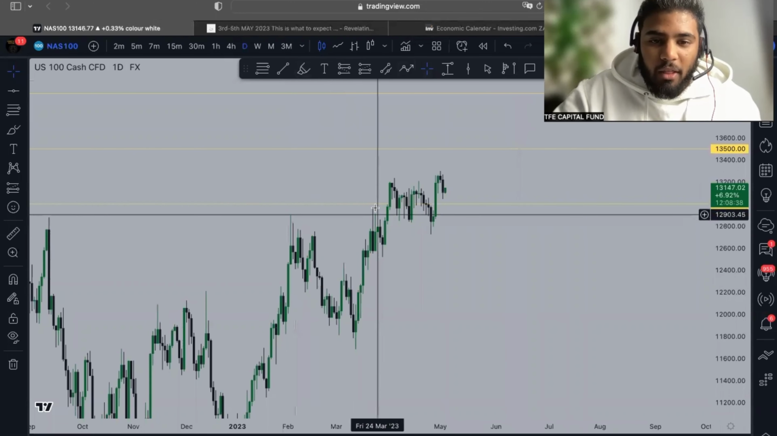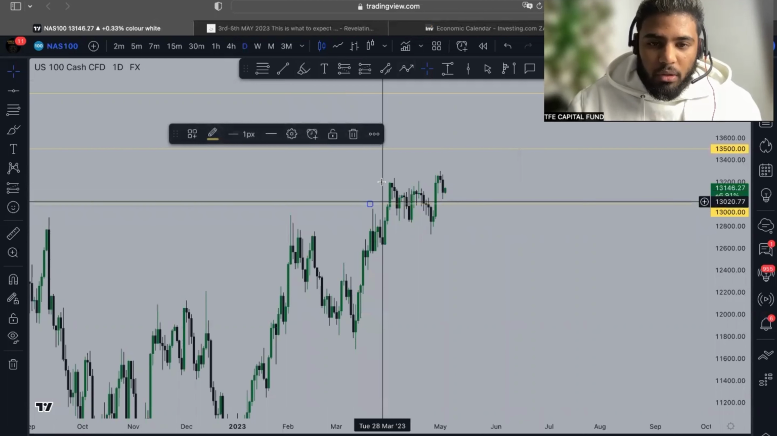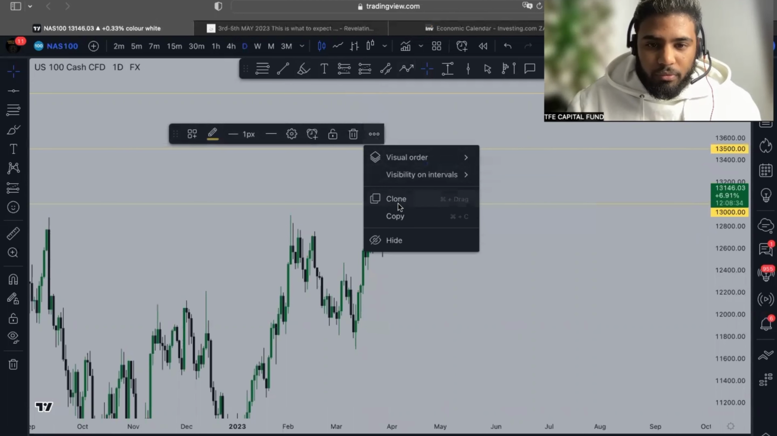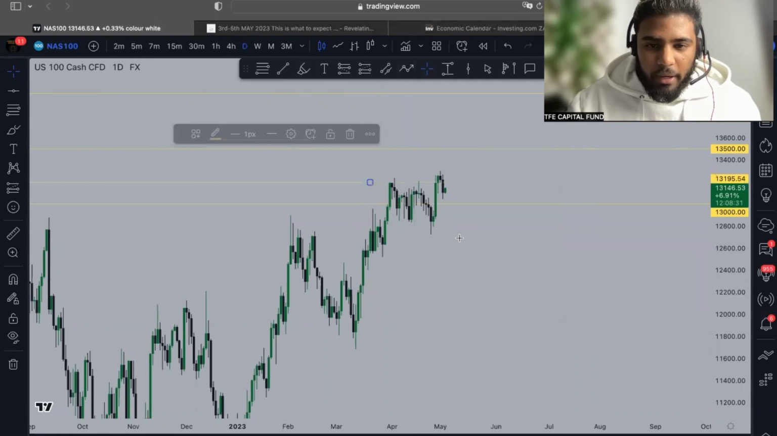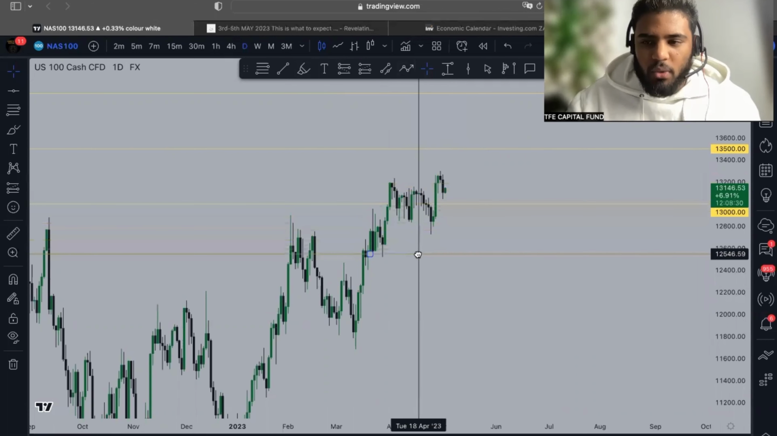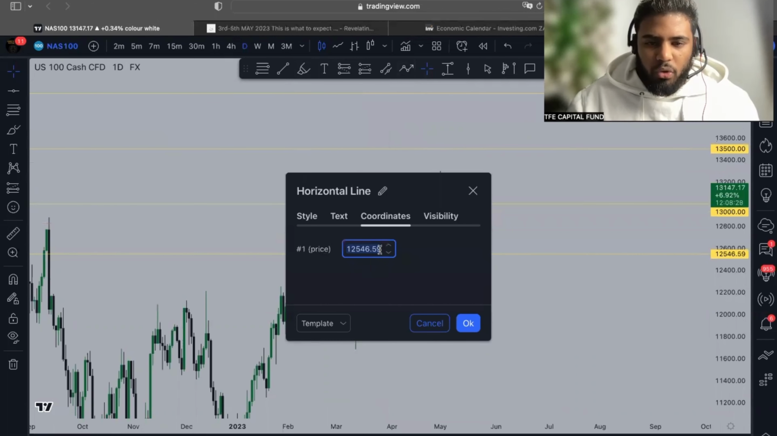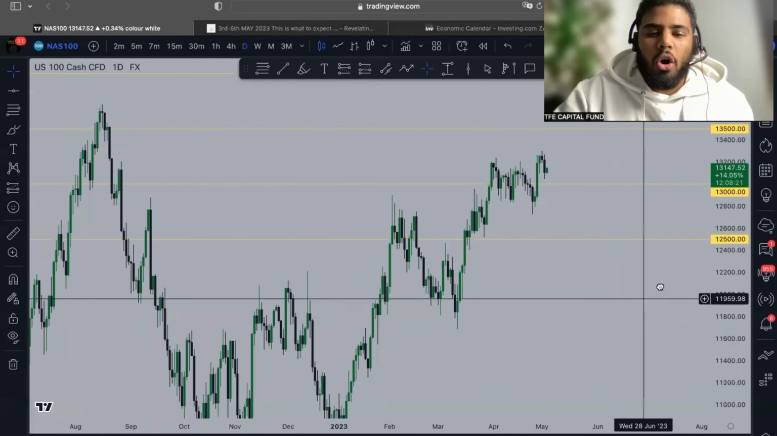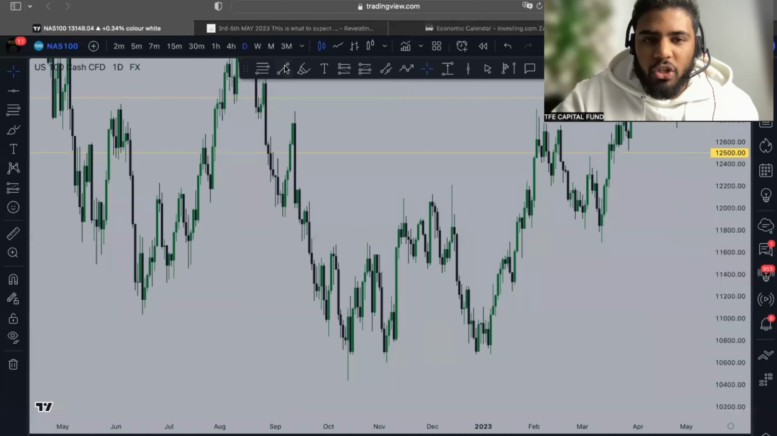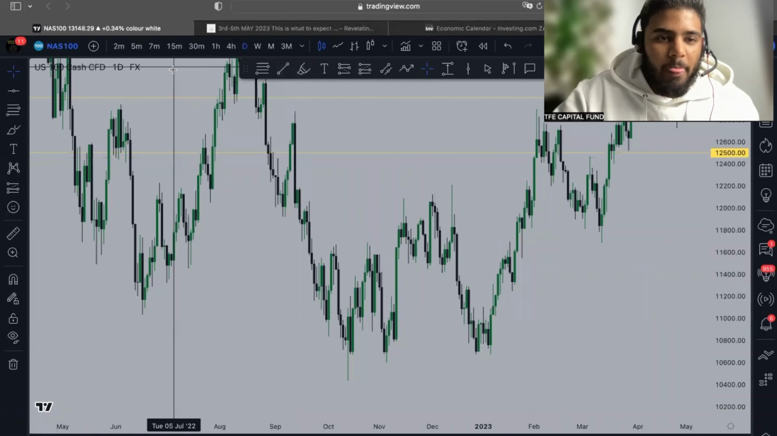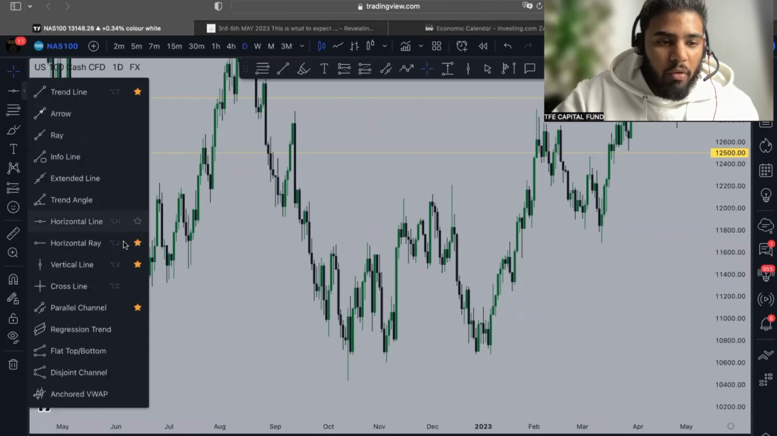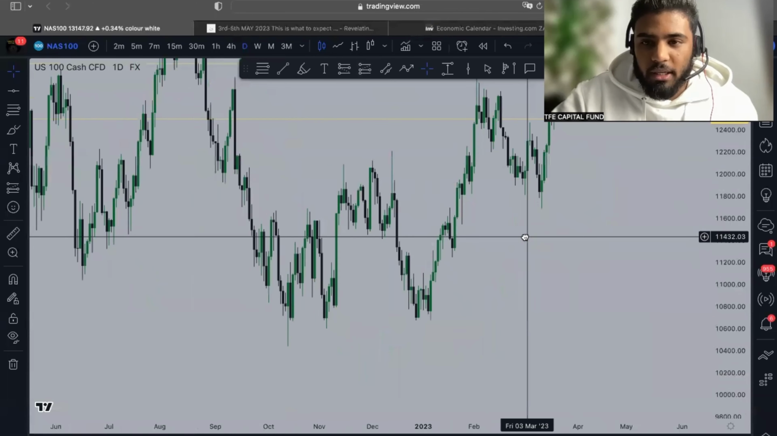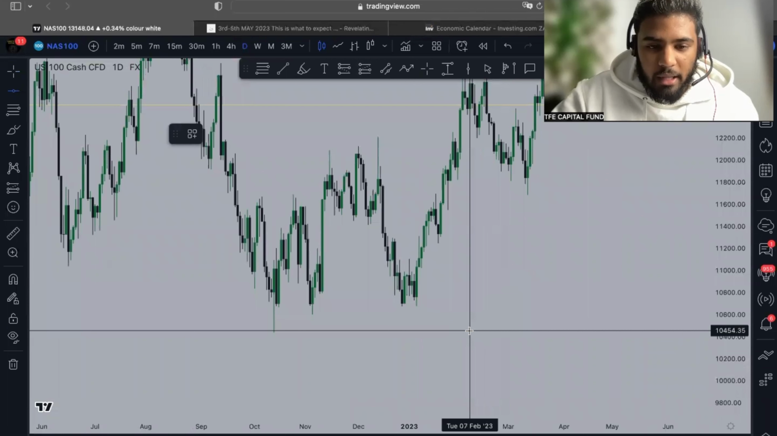Let's do another one, paste, and we could do 12,500 as well. So it goes on and on and on. Now you can see all these major levels in the market. In fact, most of these major levels are actually psychological levels. When the market's turning, you'll see most of them turn at the psychological numbers.